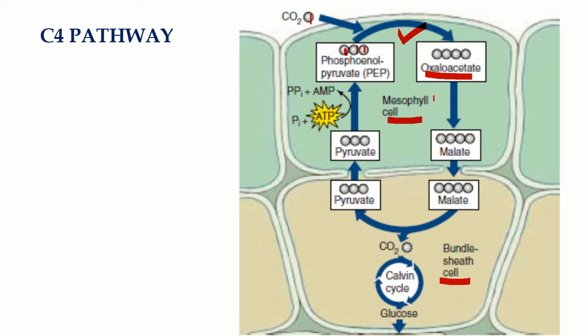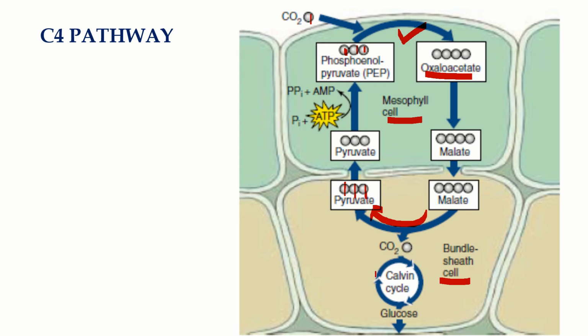Later, in the mesophyll cell itself, this oxaloacetate is isomerized into malate. They are isomers. And this malate is transported through the plasmodesmata into the adjacent bundle sheath cell. In the bundle sheath cell, you can see here, malate is regenerating pyruvate. Malate is a 4 carbon compound. Pyruvate is a 3 carbon compound. So the 4th carbon is released as carbon dioxide in the bundle sheath cell.